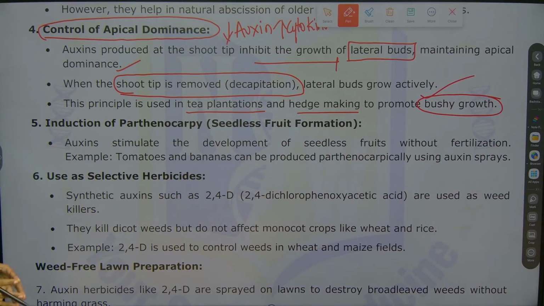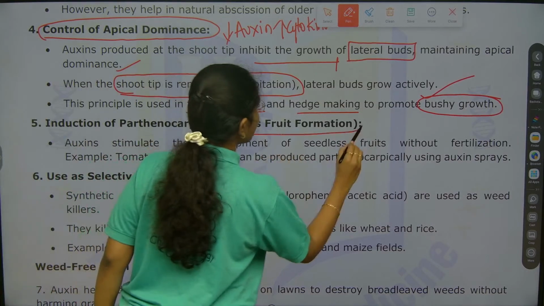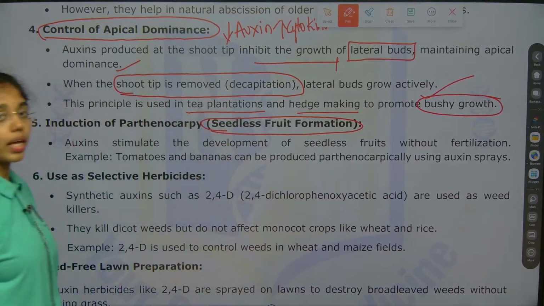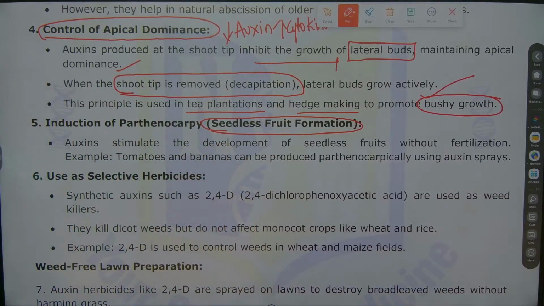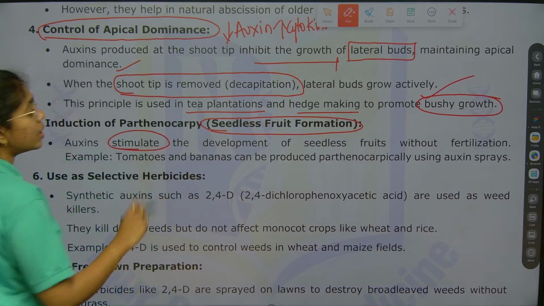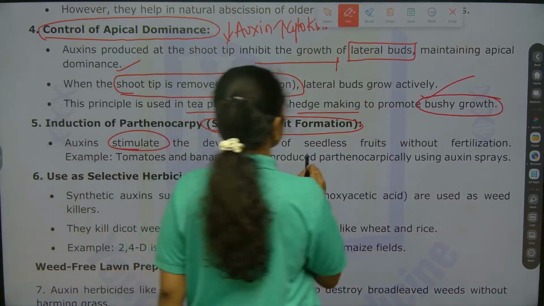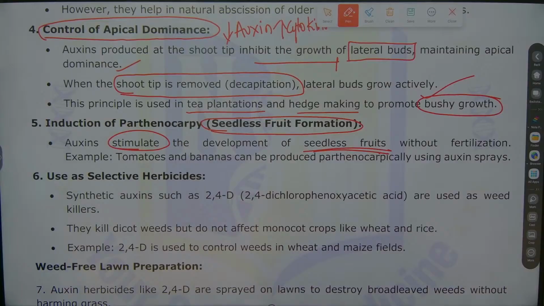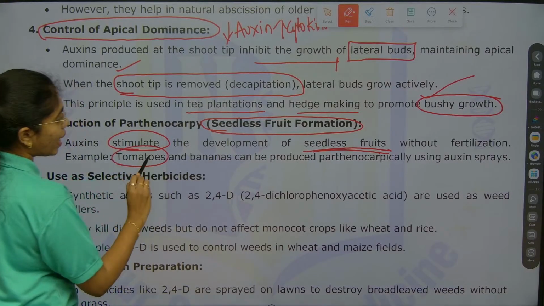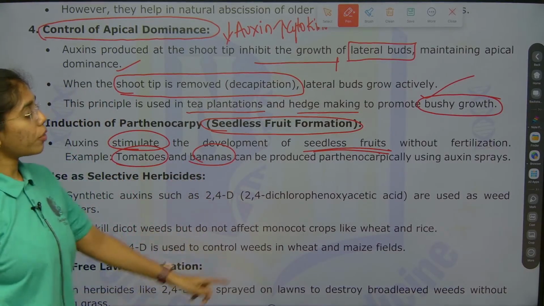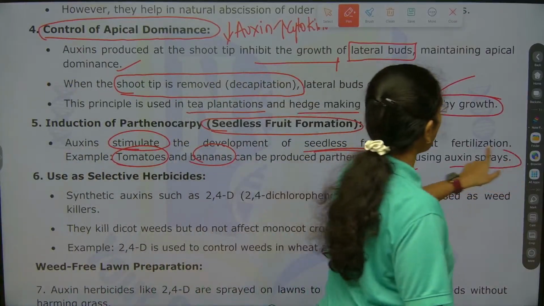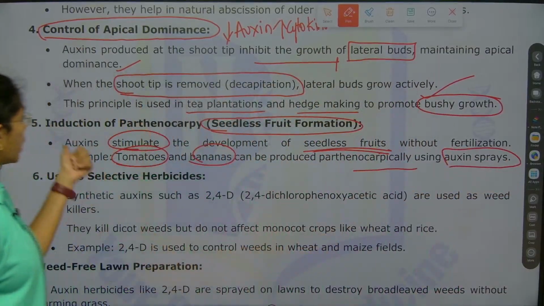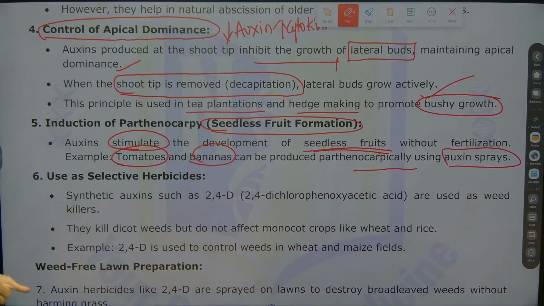Next, induction of parthenocarpy. How can you induce parthenocarpy, which is seedless fruit formation? Auxins will stimulate the development of seedless fruits without fertilization. For example, tomatoes and bananas can be produced parthenocarpically using what? Auxin sprays. Clear till here? This is induction of parthenocarpy.